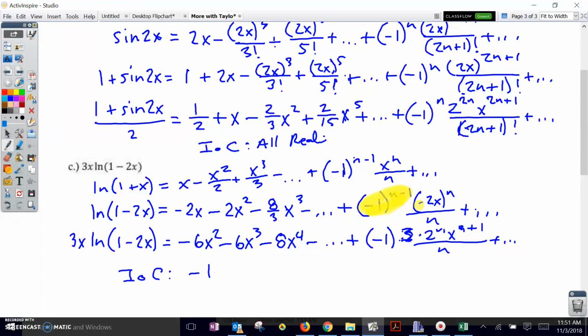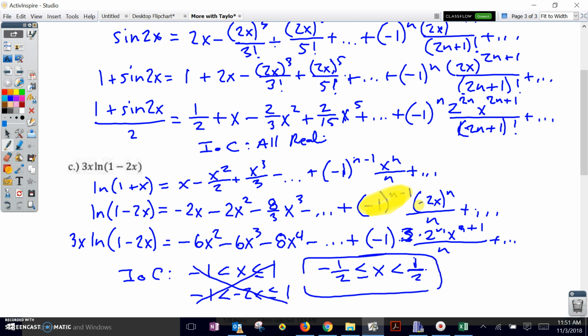Now, as far as my interval of convergence goes, my interval of convergence for the original was negative 1 is less than x is less than or equal to 1. So if we substitute negative 2x into that, we can find the interval of convergence for our new series. And that's going to be negative 1/2 is less than or equal to x is less than 1/2. So this is our interval of convergence.